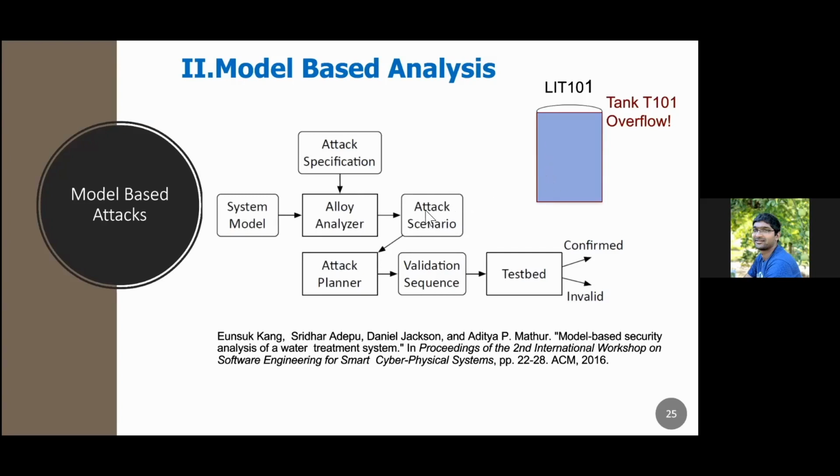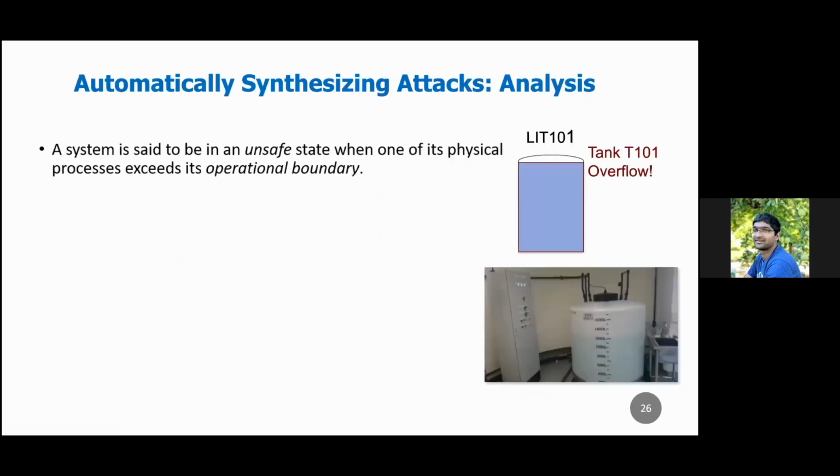Even if an attacker wants to stop the water pump, which supplies water from one stage to another stage, we can do so by creating an attack specification. And eventually we are able to test on the real test bed and validate whether the generated attack scenario is accurate or not. Okay, so how do we do this?